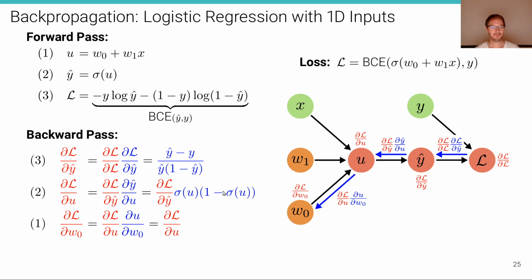And what we finally do is we compute the gradient of L with respect to W0 as the global contribution, the backpropagated gradient of L with respect to u from the previous iteration of the algorithm, times the gradient of u with respect to W0. And the gradient of u with respect to W0 is 1. So we end up with the gradient of L with respect to u.